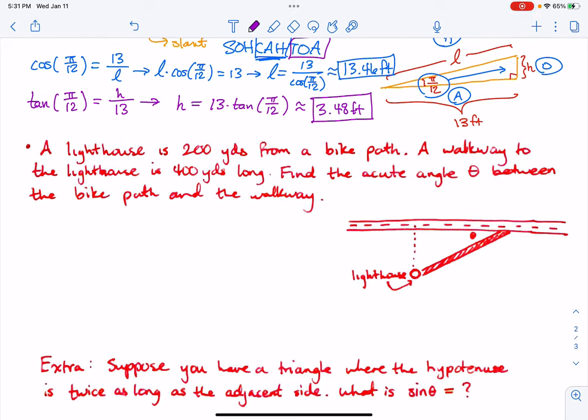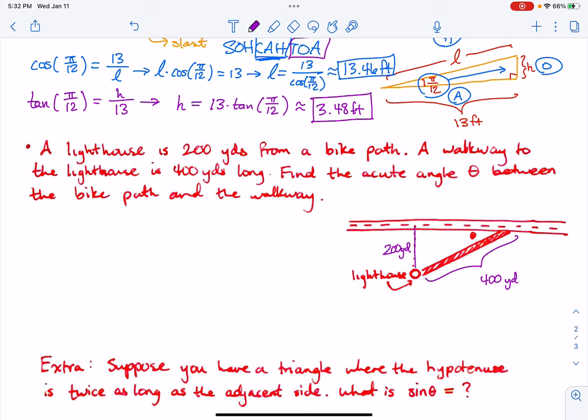So I've drawn a little picture for this one because I wanted to clarify what it's talking about. We got a lighthouse that is 200 yards from the bike path. So by 200 yards from the path, obviously this path is all over the place. Like, are we talking about here? I just wanted to clarify it's the shortest distance to the bike path. That's 200 yards. I got this from the textbook. So a walkway to the lighthouse is 400 yards long, right? So this is my walkway. It's kind of a longer distance from the path to the lighthouse.